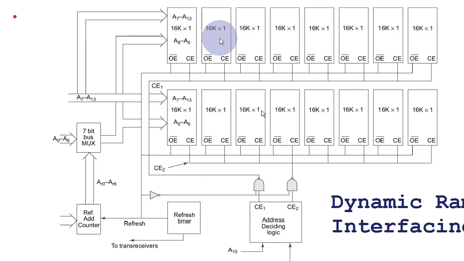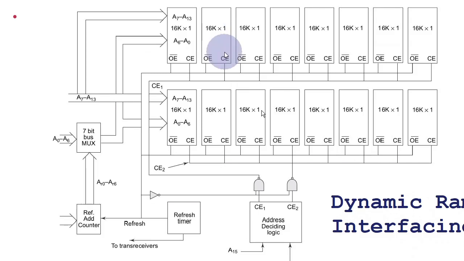No, sir. See, 16K cross 1 means what? Every location will be of 1 bit. Earlier it was 8 bits, now here it is only 1 bit. 16K locations are present there, and each is of 1 bit. Sorry, it will not be 2 bytes. 16K locations means 2 raised to the power of 4 and 2 raised to the power of 10, so 2 raised to the power of 14 total addresses are there, and they are able to store 1 bit each. So that is not 2 bytes, that is several bytes.